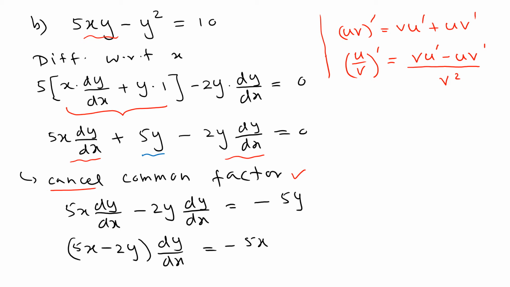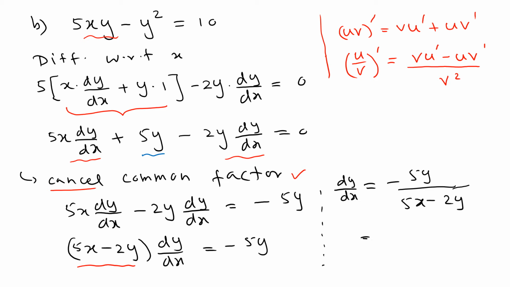5y, negative 5y. And then you can divide both sides by that factor. So that means you're going to get dy over dx equal negative 5y over 5x minus 2y.